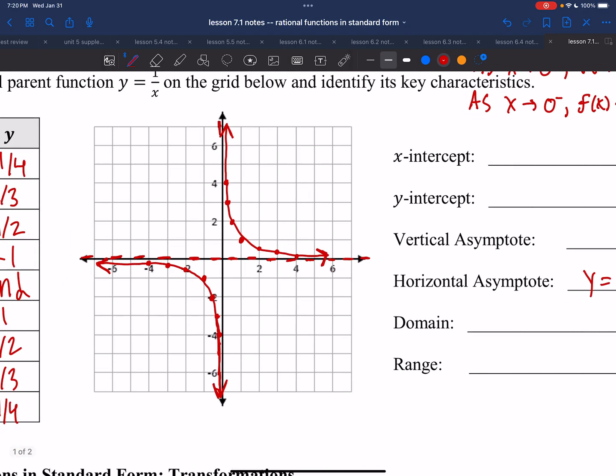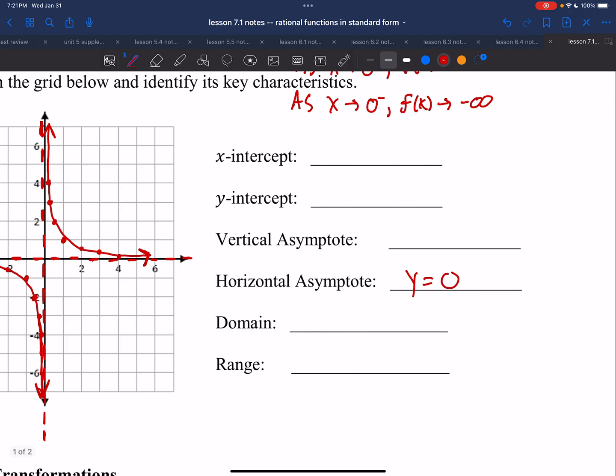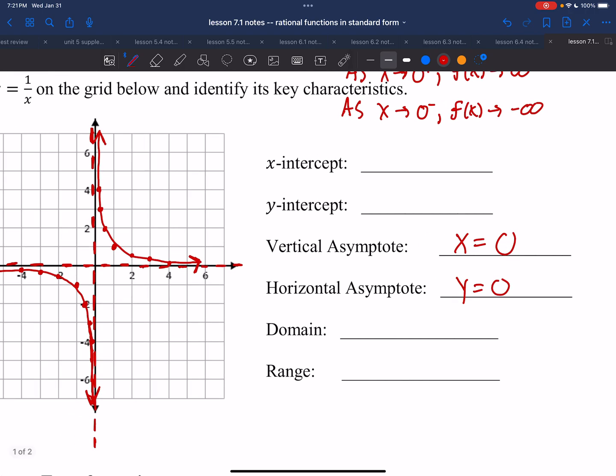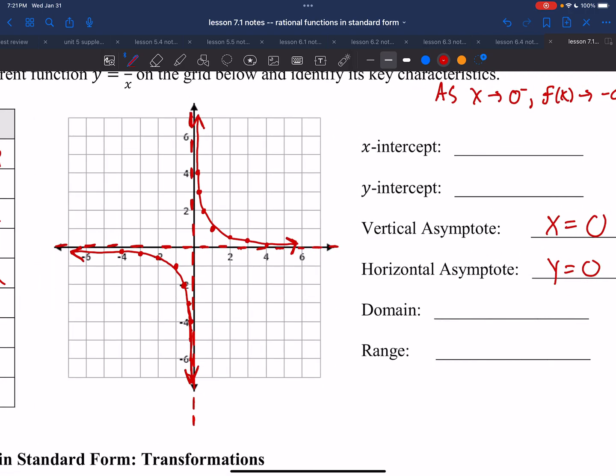So I'm going to put another dashed line because vertically, as I'm approaching 0, I'm not quite reaching it or crossing it, right? I'm just getting close to this value 0. And so that is a vertical asymptote at x equals 0. And this image is the rational parent function. Know it well. You're going to want to know what this image looks like, but also why this exists, right?